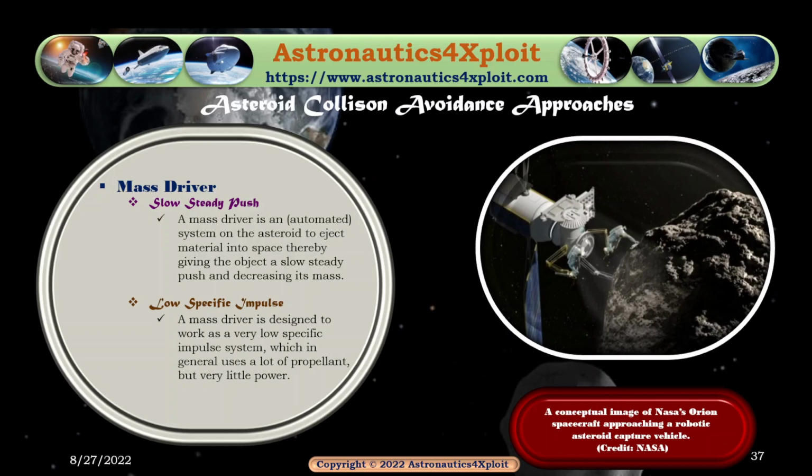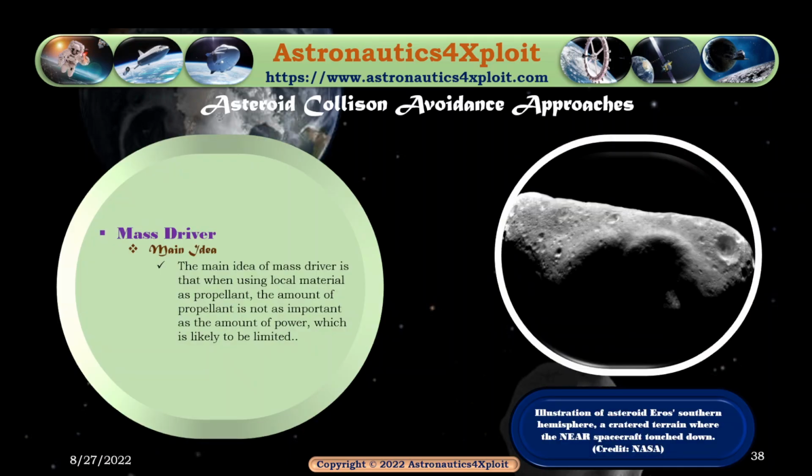This picture shows a conceptual image of NASA's Orion spacecraft approaching a robotic asteroid capture vehicle. The main idea of mass driver is that when using local material as propellant, the amount of propellant is not as important as the amount of power, which is likely to be limited. This picture shows an illustration of asteroid Eros' southern hemisphere.